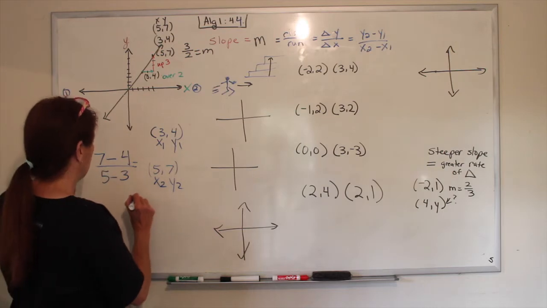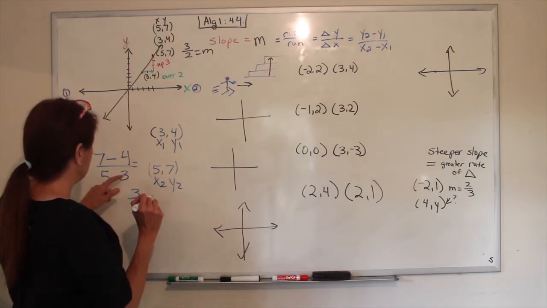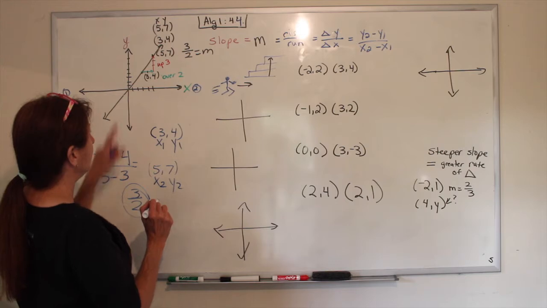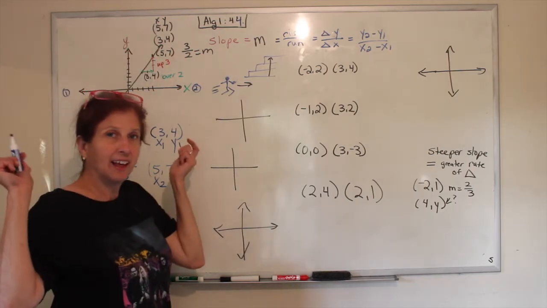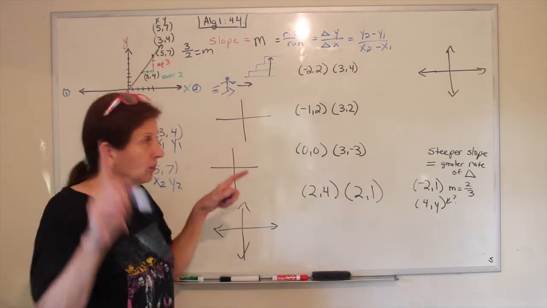Now we do our math. 7 minus 4 is 3. 5 minus 3 is 2. Ta-da! Same thing we had. That it was up 3 over 2. That's slope. Not terrible. You can do it.